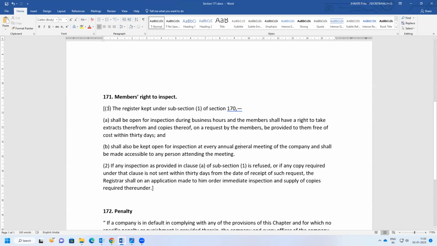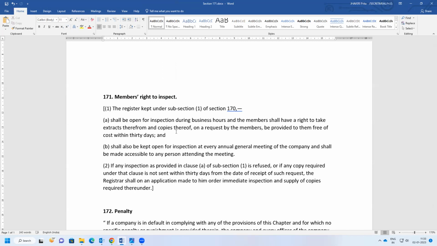बोलो. So subsection 1 पढ़ लिया. क्या कह रहा है कि जो 170 के अंदर रजिस्टर देखी हमने, it will be Register of directors and KMP. It will be open for inspection by any member during business hours, and any extracts from the register can be given to the member upon his request.